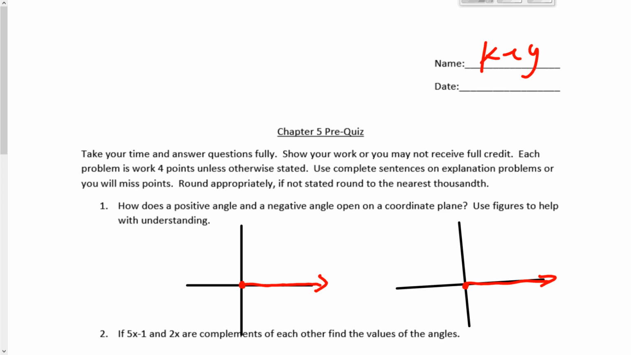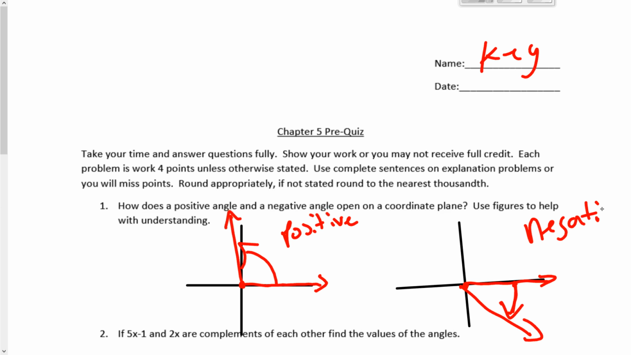Positive angles open counterclockwise, so positive angles open this way, and it could end right there. So that's a positive. Negative angles open down or clockwise, so I would have my arrows pointing down, which lets the reader know that it's negative.